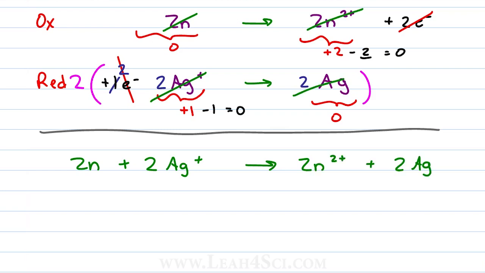Put your phases back in. A metal by itself is solid. A metal with a charge is aqueous. Cancel any duplicates, which we don't have in this case, but later you'll see water dropping out a lot.